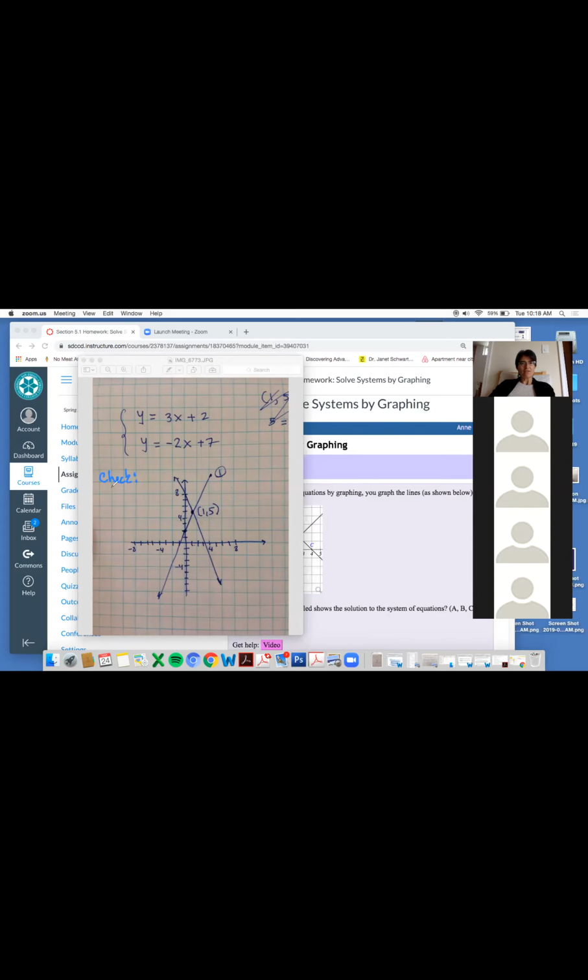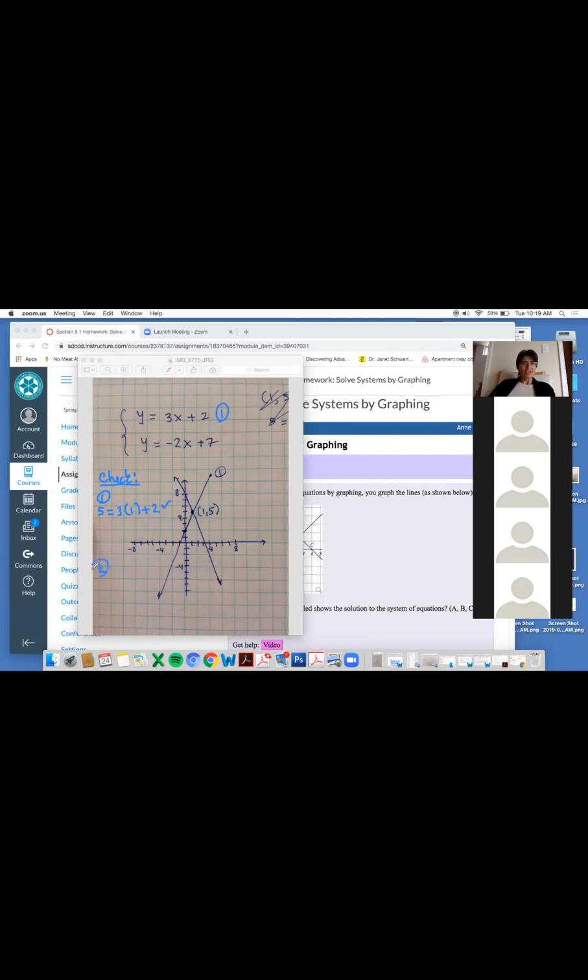So I have (1, 5). To check that it's correct, we first plug into the first equation. y is 5, and x is 1. So 3 times 1 plus 2 gives me 5 equals 5. So that's correct. All right.